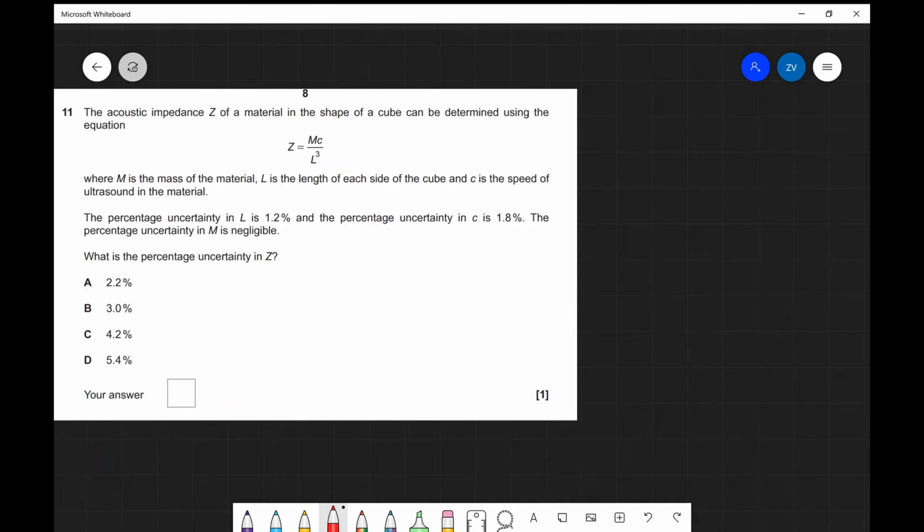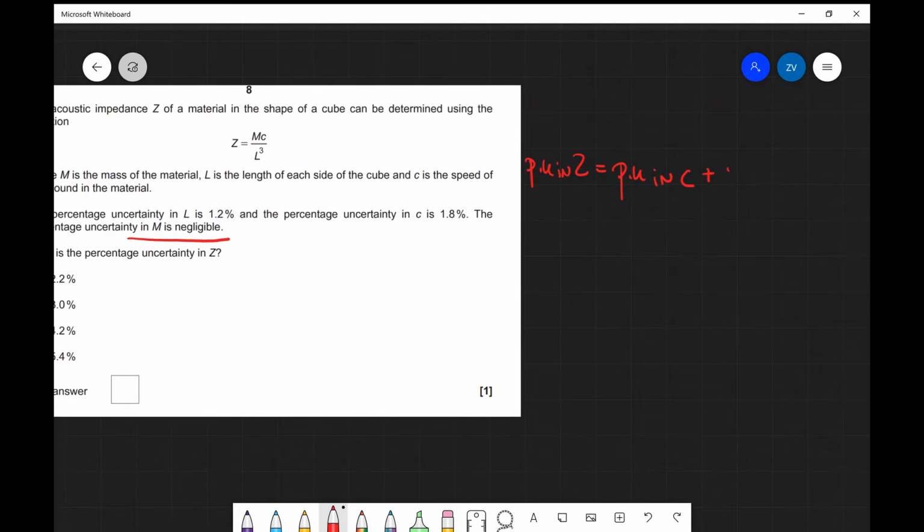In this case we're multiplying and dividing quantities, so that means that we need to add the percentage uncertainties. So our percentage uncertainty in Z is going to equal the percentage uncertainty in, I was going to write M, however the percentage uncertainty of M is negligible, so I'm not going to write that. So the percentage uncertainty in C plus the percentage uncertainty in L cubed.